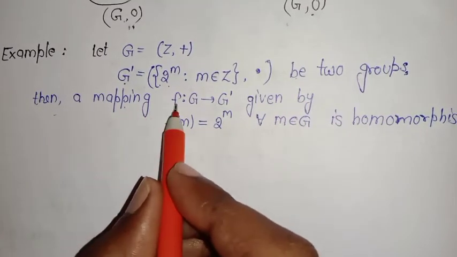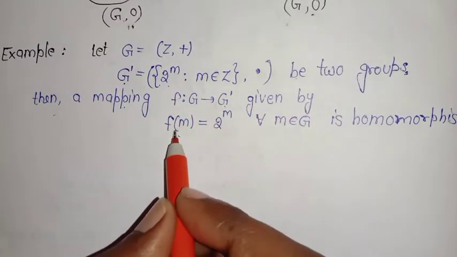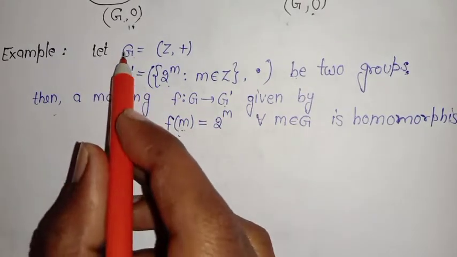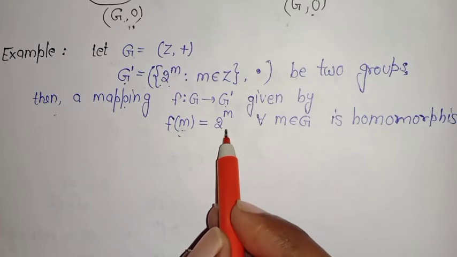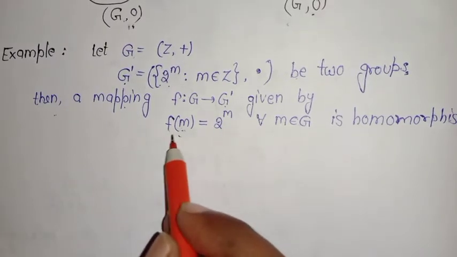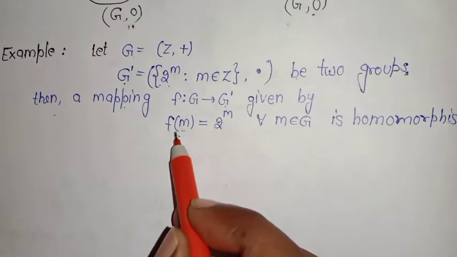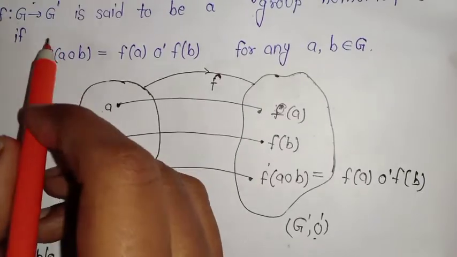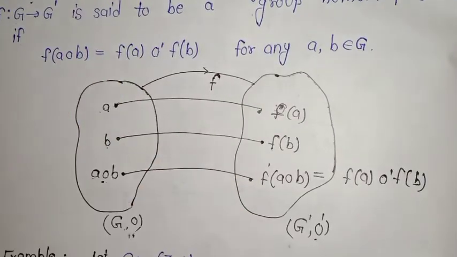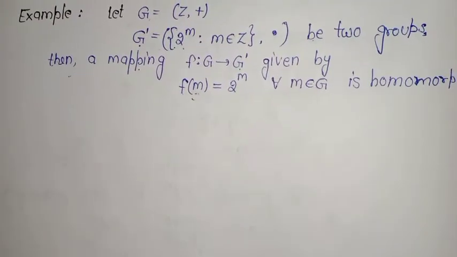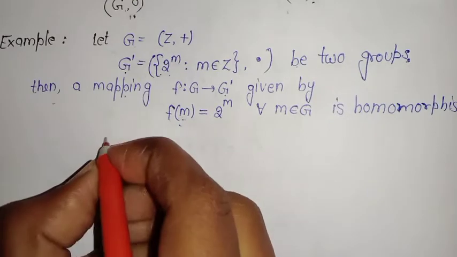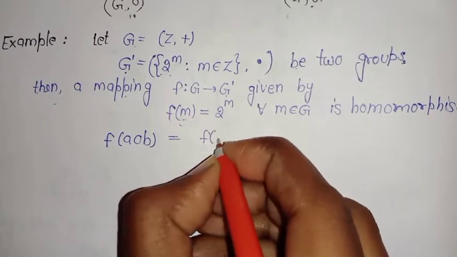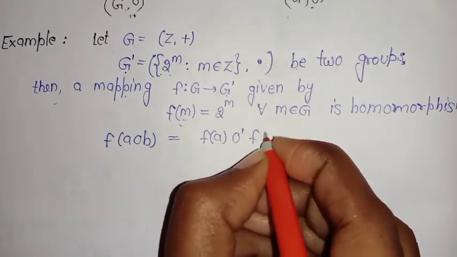Then a mapping f from G to G' is defined by f(m), where m belongs to G. If we take any m from G, then it goes to the element 2 raised to power m. And with this function, we have to prove that it forms a group homomorphism. How can we show this? We just have to apply this condition: if it is satisfied, then we can say that the given function is a group homomorphism. The condition of group homomorphism is that f(a o b) should be equal to f(a) o' f(b).